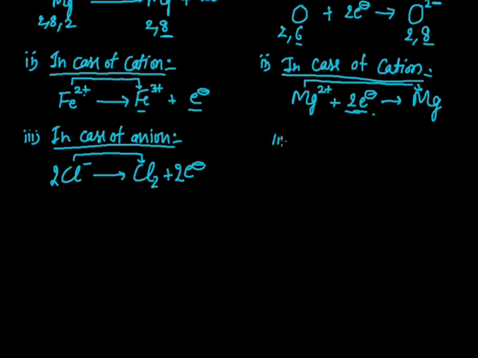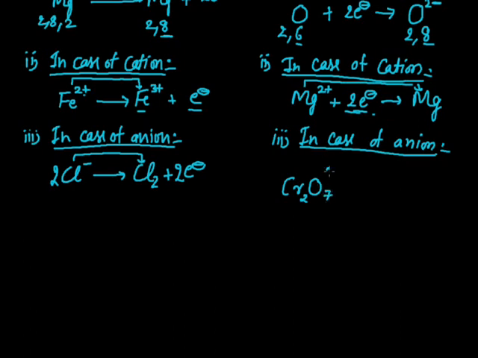And in reduction, in case of anion. Now we can take an example, the dichromate ion, Cr2O7 2-. Dichromate ion converts into Cr3+, chromium ion.